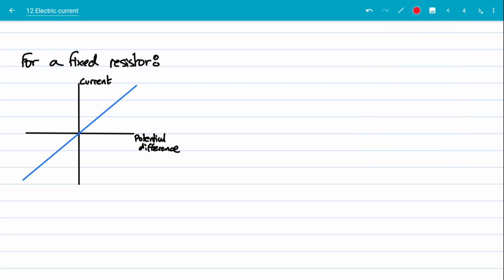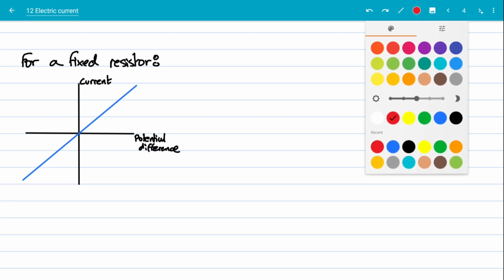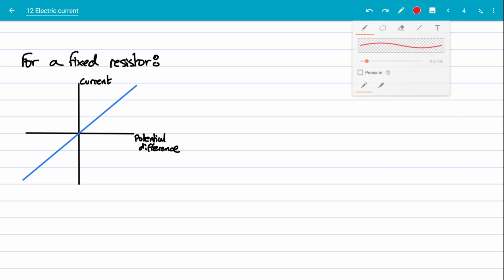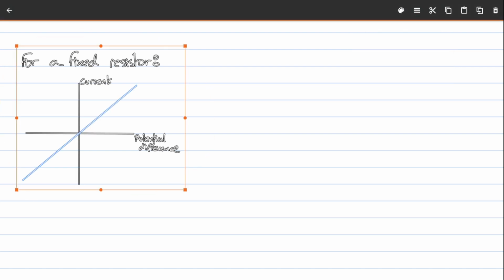Now, if you have a lower gradient for a fixed resistor, that will indicate a higher resistance. But don't get confused and think that gradient is just the reciprocal of resistance. It's not. It's just a way of quickly checking what the resistance is comparing two components. But you can't just say, oh, higher resistance, lower gradient, because you might have a non-ohmic component. Now, non-ohmic components, you're going to see curves.